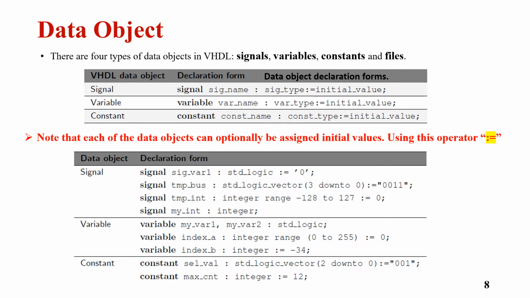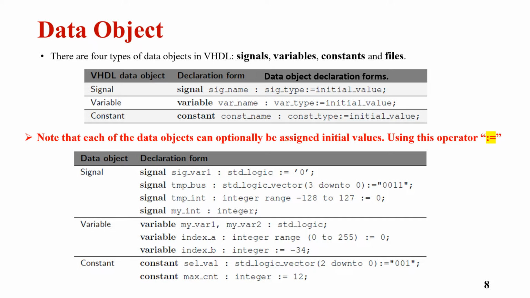I specified in the slide by yellow highlight. Variables and constants are declared the same as the signal, with the difference that instead of the signal, you have to use the variable or the constant. The second table shows different data object examples.